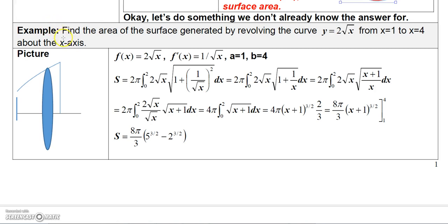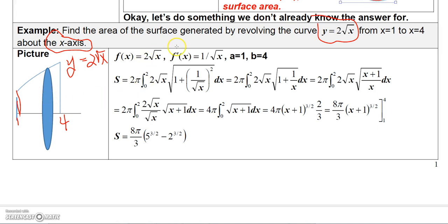Okay, so we're going to go ahead and do another one about the x-axis. It says find the surface area when you take the curve y equals 2 square root of x from 1 to 4 and revolve it around the x-axis. So right here is the curve y equals 2 square root of x, and we're actually just doing it from 1 to 4, so we're only doing a partial piece of that. Then we're going to revolve that around the x-axis, and we'll get a solid, and we want to get the surface area.